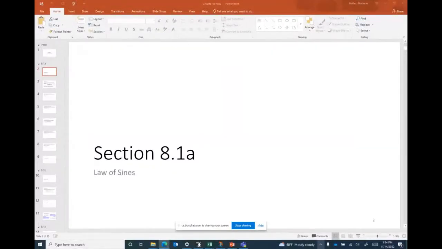Hey there. This is the lecture for section 8.1a, the law of sines. There's three sections for 8.1. In the first part is the law of sines, and the second part, 8.1b, will be the law of cosines. And then there's a third part, 8.1c, that addresses applications using the law of sines and the law of cosines. All right. So what is the law of sines?